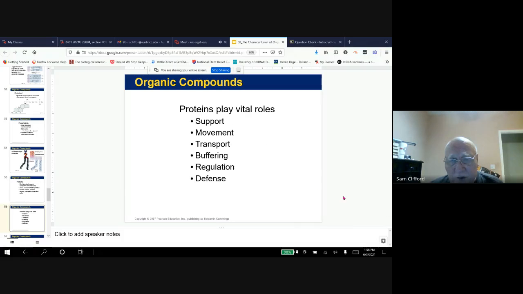So proteins do a wide variety of roles. Supporting your skin and your bones, moving your muscles, moving stuff in the blood, maintaining pH, helping regulate what goes in and out of cells, and acting as antibodies.